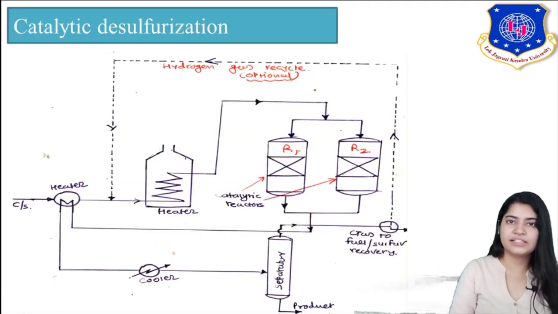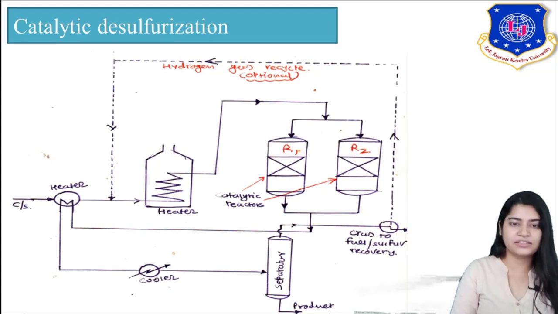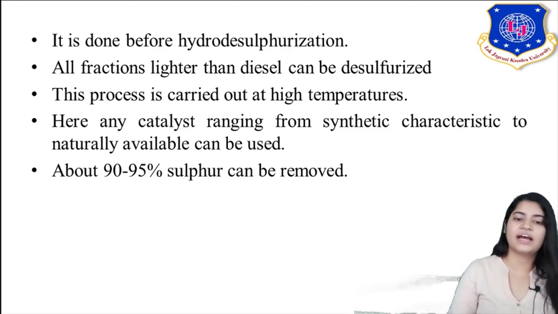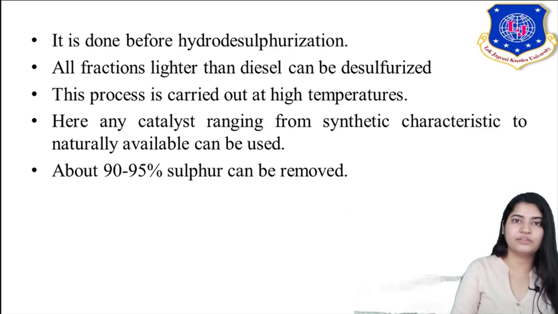The third one is catalytic desulfurization. The flow diagram is very simple. Catalytic desulfurization means a catalyst is used. It is done before the hydrodesulfurization method, which you will study in later chapters. So it is done prior to that method. All fractions lighter than diesel can be desulfurized using this method. Here we are specifically studying this method for gasoline.